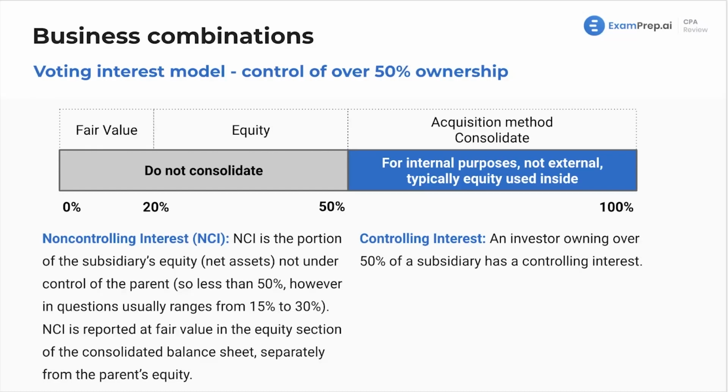Now, here's a wonderful example. Here's a wonderful chart. Fair value method 0 to 20, 20 to 50 is equity, right? If we have significant influence. And then we use the acquisition method, we consolidate. Now, there's really no difference, right? The acquisition method is just another name for consolidation, for business combination. For internal purposes, not external, typically equity method is used.